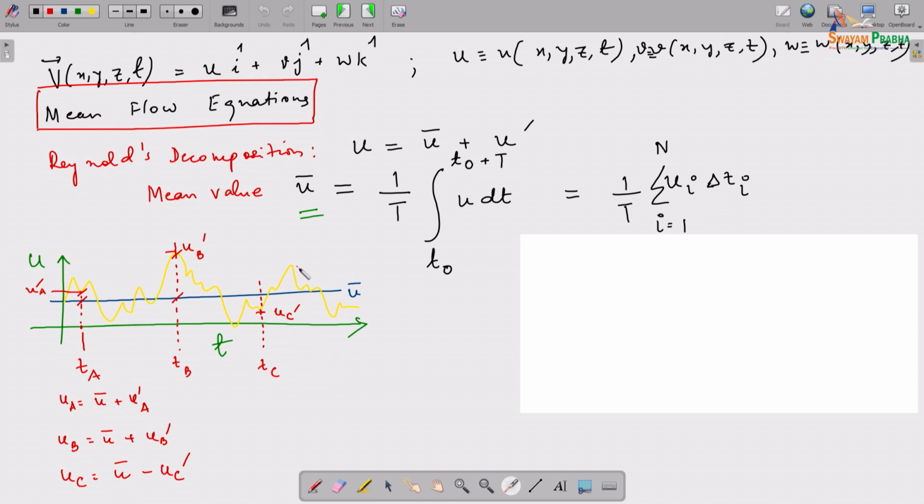So I will take my t value such that it is large enough. It is several times larger than the time period over which a particular fluctuation can repeat. So essentially what I'm saying is we will take a time interval that is significantly larger, to capture several fluctuations, so that in a given time duration interval, a sufficient number of fluctuations are captured. Okay.